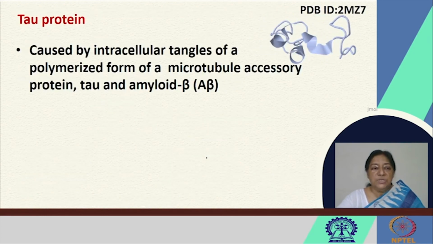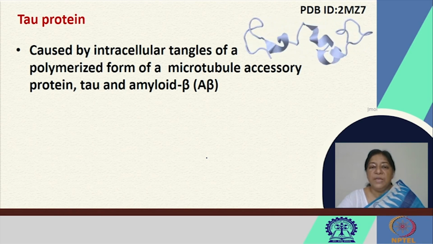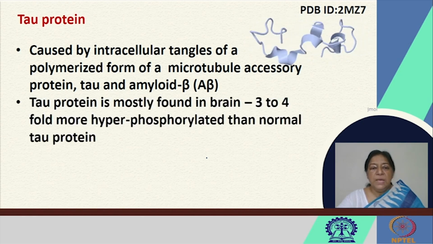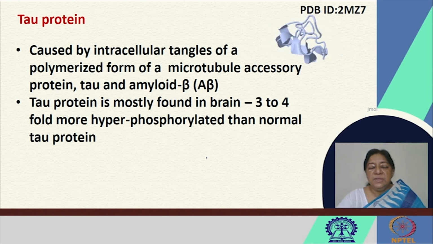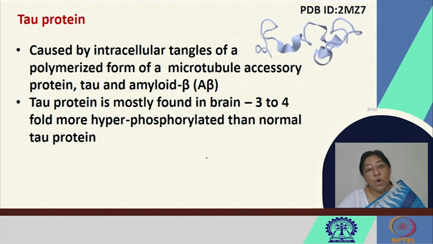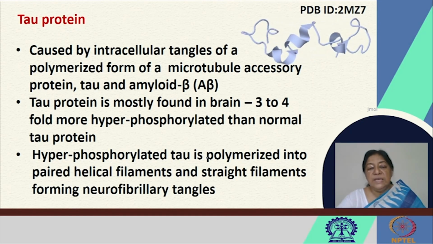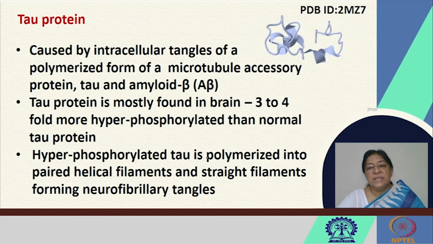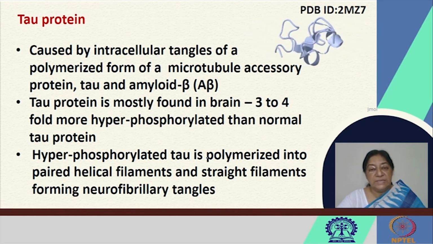For example, the tau protein, this is caused by intracellular tangles of a polymerized form of a microtubule accessory protein, the tau protein, and the amyloid beta. The tau protein is mostly found in the brain. In this case, it is 3 to 4 fold more hyperphosphorylated than the normal tau protein in case of the disease. This hyperphosphorylated tau is then polymerized into paired helical filaments and straight filaments that form these neurofibrillary tangles that are the hallmark of Alzheimer's disease.